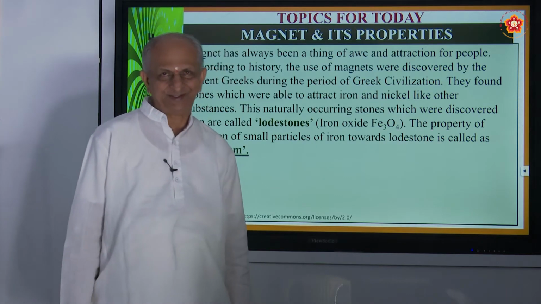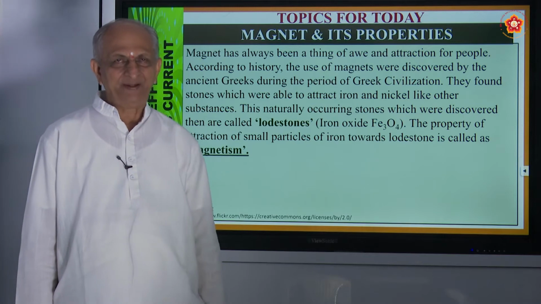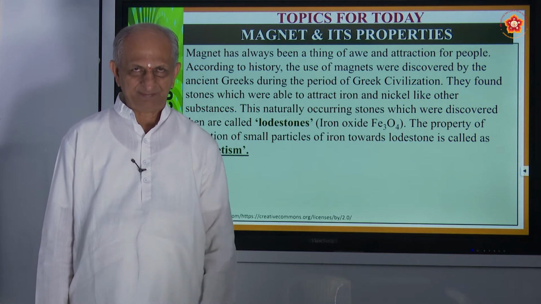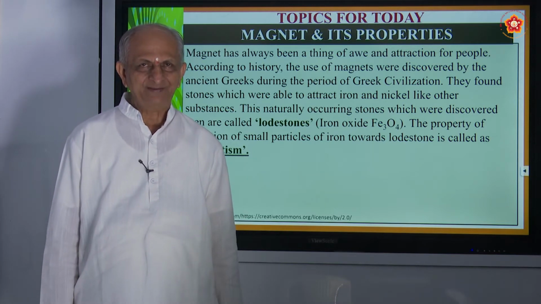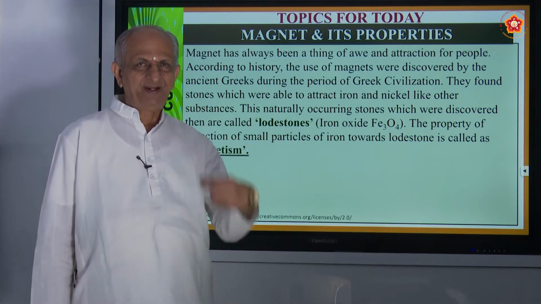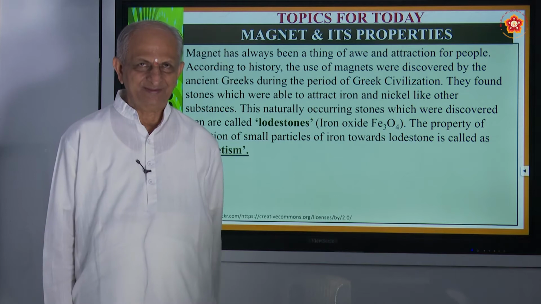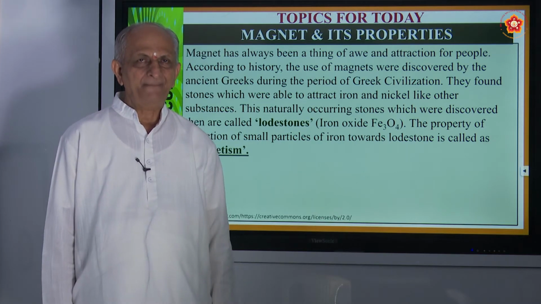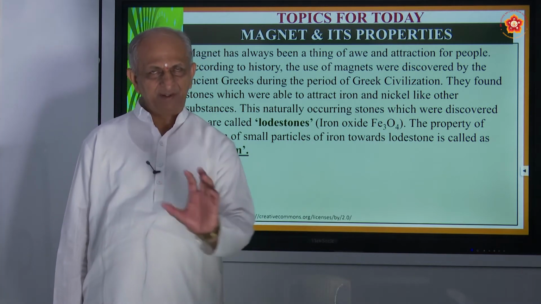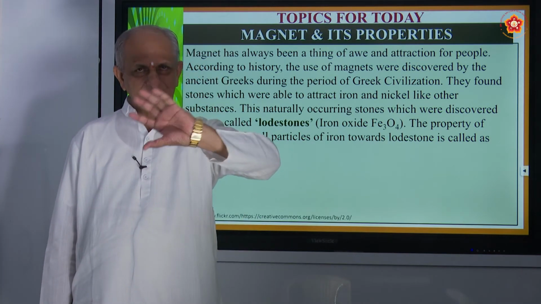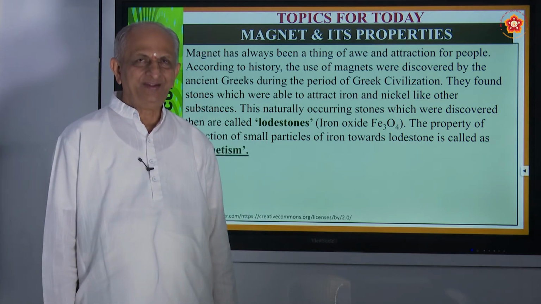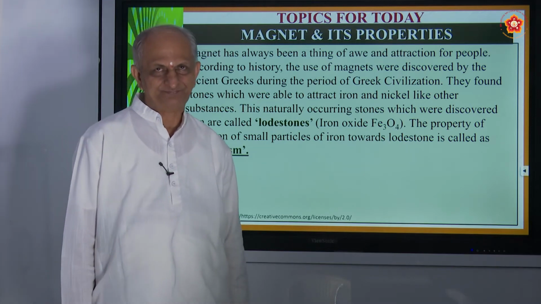You are interested in stories, right? It happened in Asia Minor. There was a shepherd. You have heard about a shepherd? What do they do? They look after the sheep. And the shepherd had a stick in his hand. It happened in a place called Magnesia. The area where he was making the sheep graze is Magnesia.